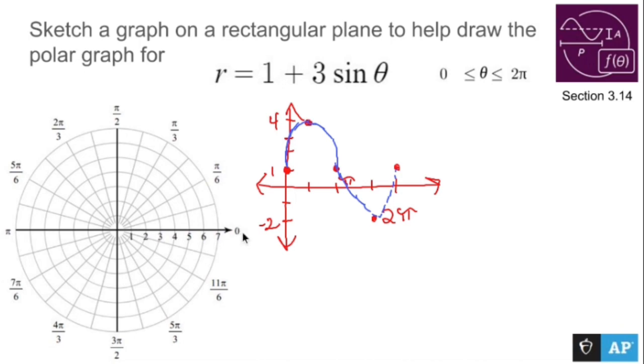Okay, when theta is 0, I'm at 1. When theta is pi over 2, I'm at 1, 2, 3, 4. When theta is pi, I'm at 1 again. So this one right here. And when theta is 3 pi over 2, I'm at -2. So positive 2 would be right here, but -2 would be right there.